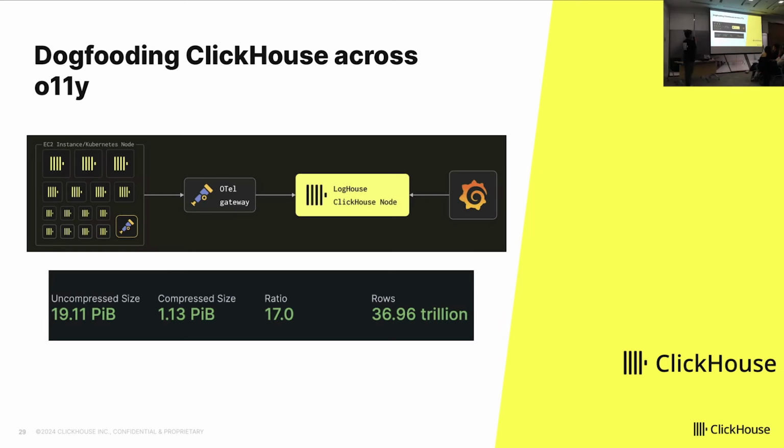Just to show some numbers: when we completed this project, we found that we are compressing the data by nearly 17x. The actual data size is 19 petabytes. All of this is stored in object store, not on disk, so it's much cheaper in that sense, but it's still costly. But you can see the compression ratio is really good. We are mainly using the OTel stack, and internally we call this project LogHouse. We are using Grafana for all the visualization and for accessing those logs.